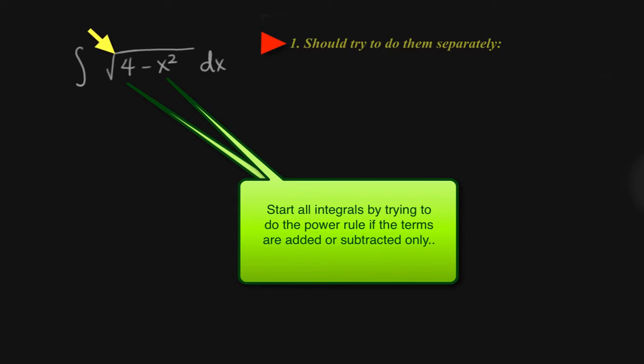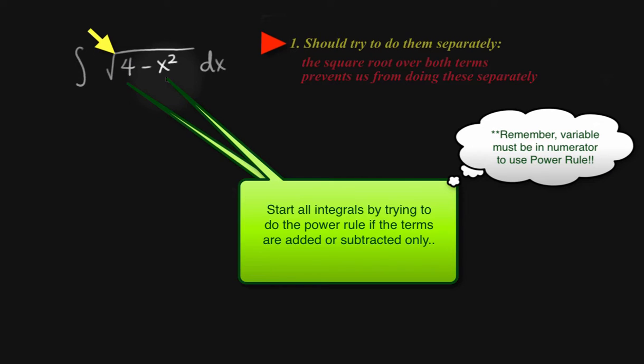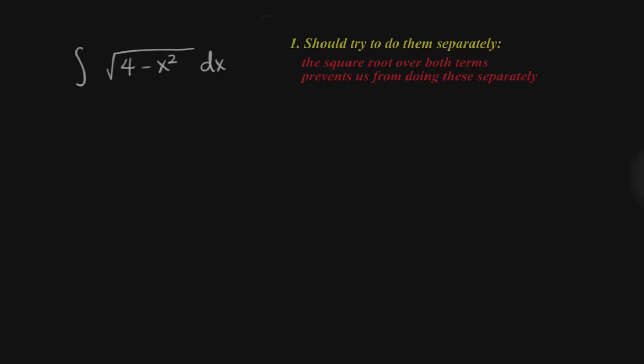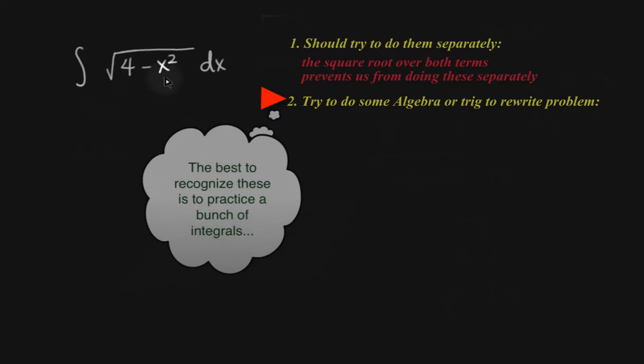Unfortunately, because of that radical, the square root right here, we're not able to do these individually. Only if they're added and subtracted can you use the power rule with the variable in the numerator. But if they're not added or subtracted, if they're divided, or in this case square rooted, or if they were raised to the fifth power, you have to do something different. That something different might be some algebra or trig to rewrite the problem. But in this case, there's just a simple square root. Can't really do anything with that.